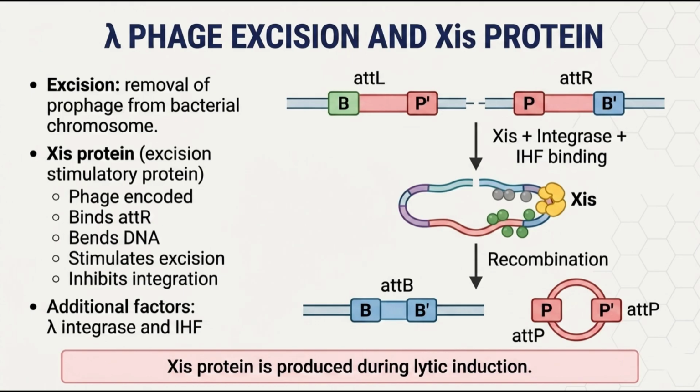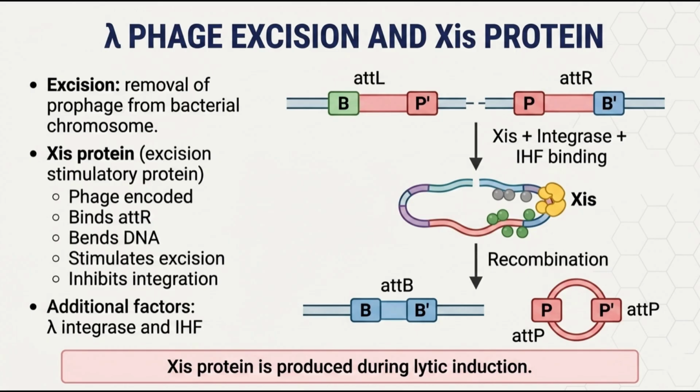Lambda phage excision and Xis protein. When lambda phage enters the lytic cycle, the prophage must excise from the bacterial chromosome. This process requires lambda integrase, IHF, and another phage protein called Xis.